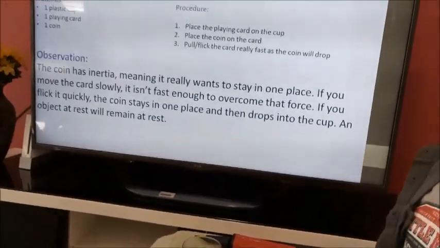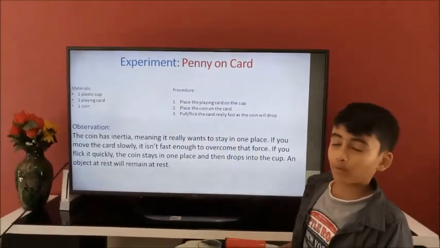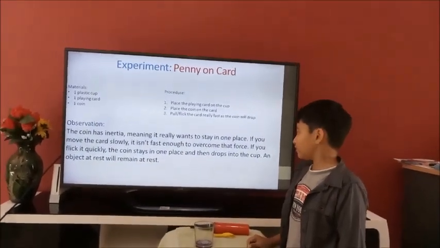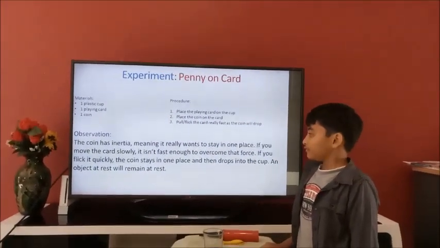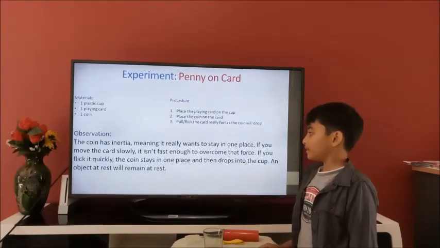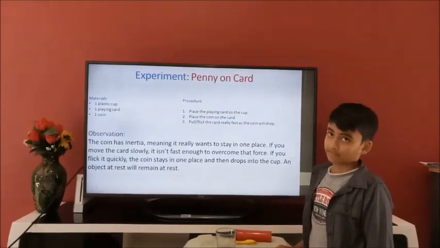Observation. The coin has inertia, meaning it really wants to stay in one place. If you move the card slowly, it isn't fast enough to overcome that force. If you flick it quickly, the coin stays in one place and then drops into the cup. An object at rest will remain at rest.